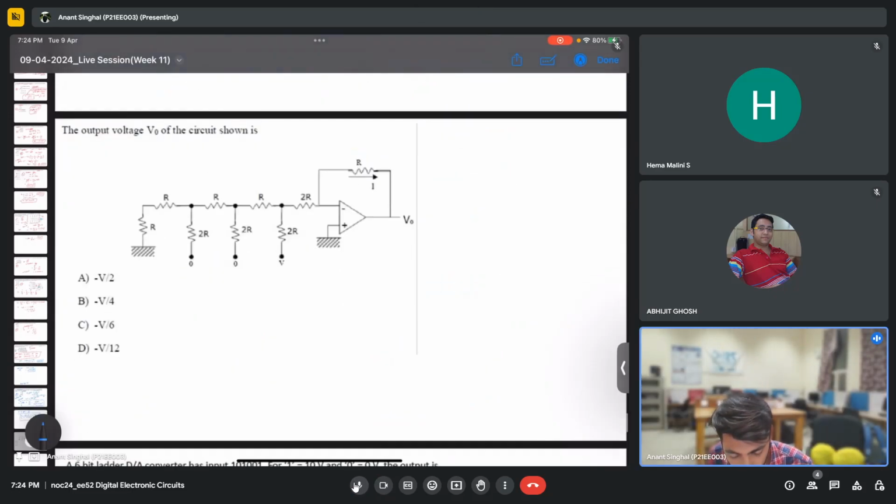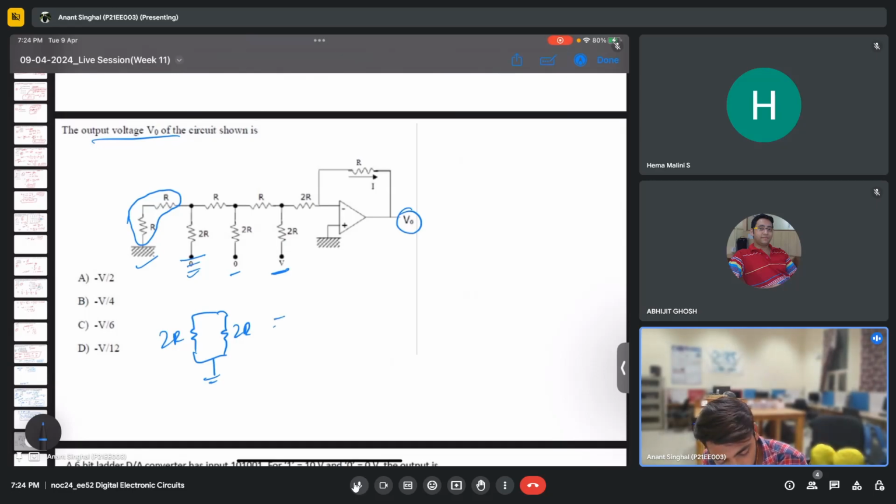The problem says we need to find the output voltage V naught in the circuit shown. So this is the V here in the question, and then all of them are grounded. So we'll again take the conventional way. We can see clearly here that these two resistances are in series, and then this is 0, so this will be again grounded. So I'm trying to make the circuit out. So this is grounded 2R, and this is grounded 2R.